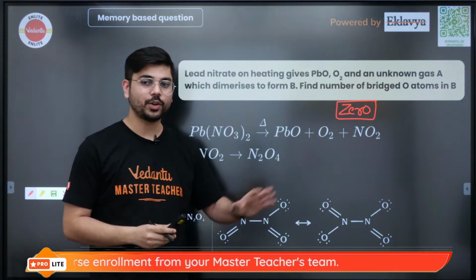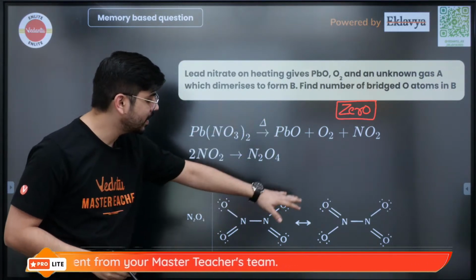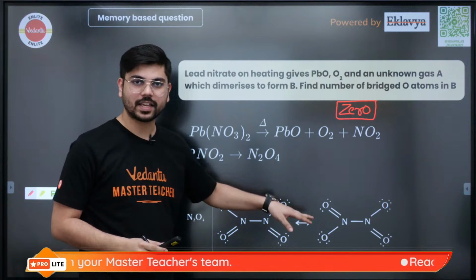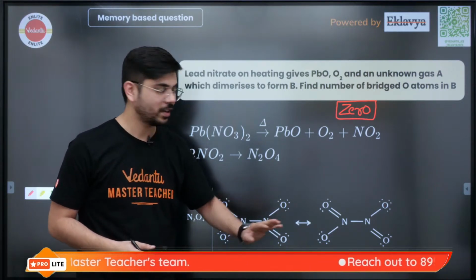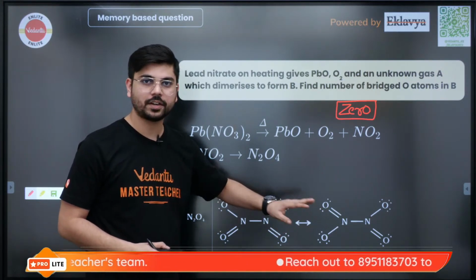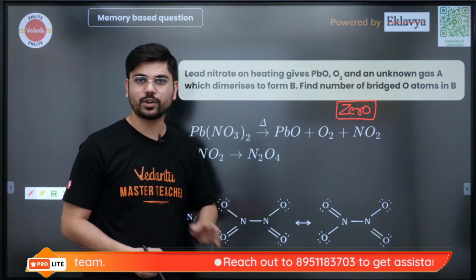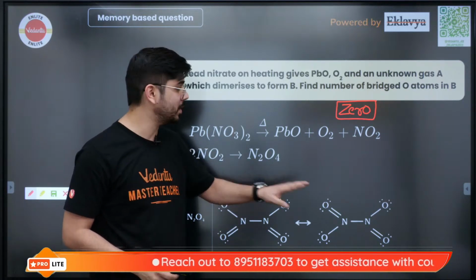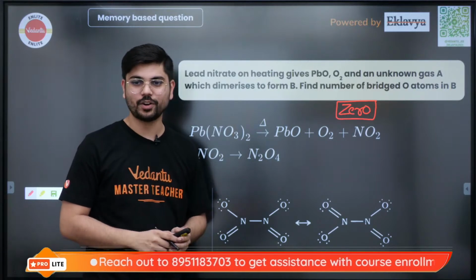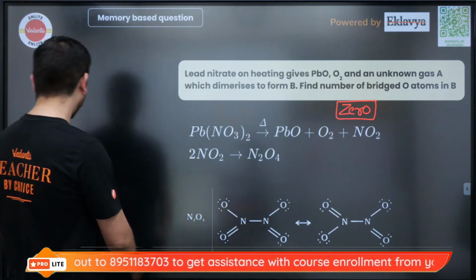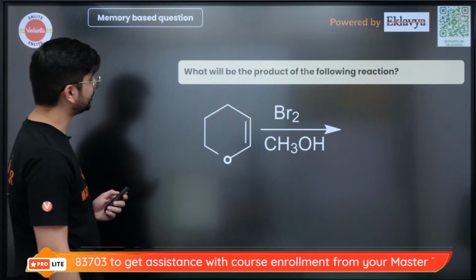Very easy, and you can now see how they are changing the way of asking a question. They are not asking you to simply draw the structure or find out the coordinate bonds. No, now they are testing you on the basis of structure in a different manner. They are not asking you directly. All right, moving ahead now.